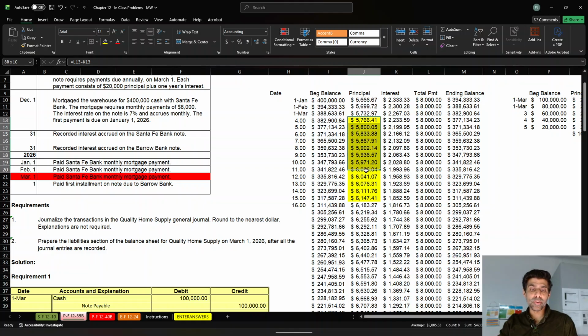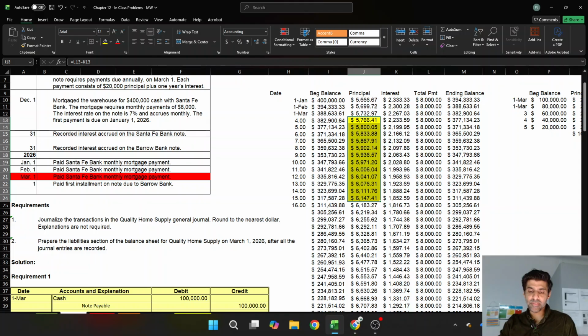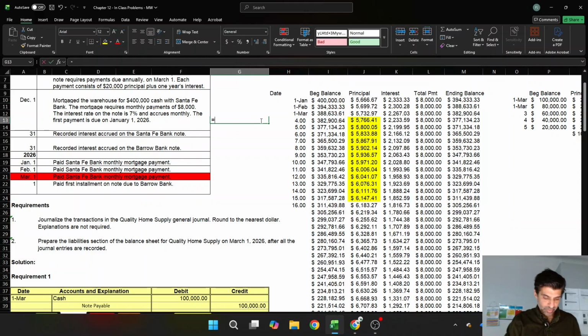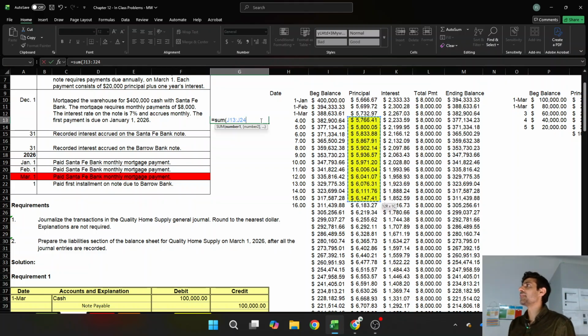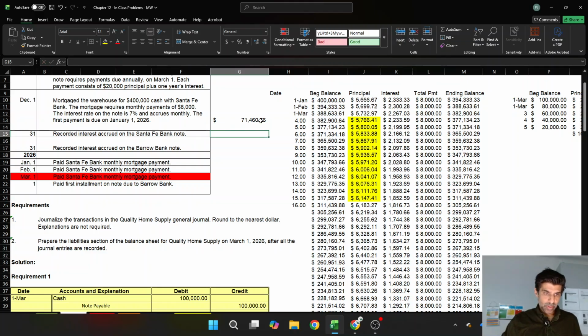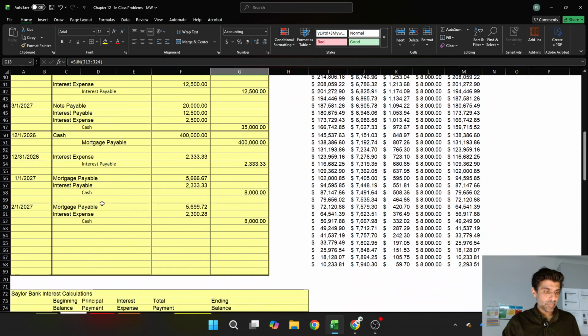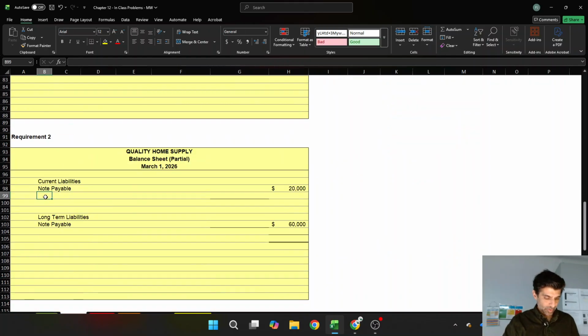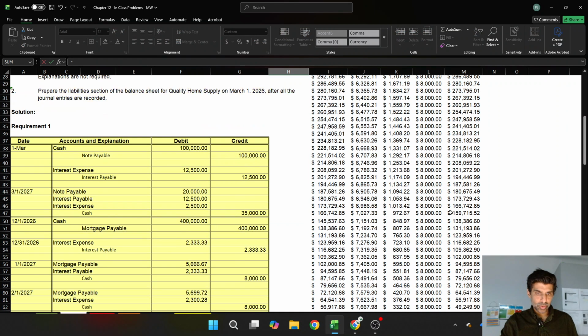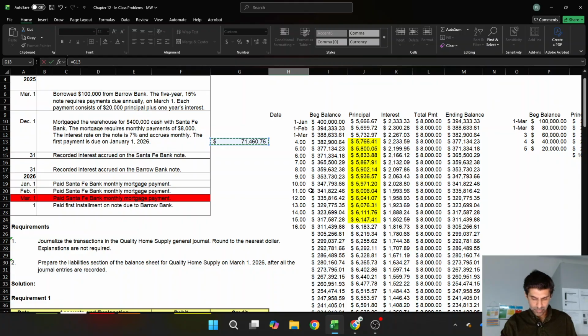So if you add up these 12, it's $71,460. I can show you this sum, and I make sure there's 12, right? Because in the next 1 year, we have 12 payments due. So this is going to be the current portion. So again, I'd go down to this mortgage payable, which is equal to this sum.